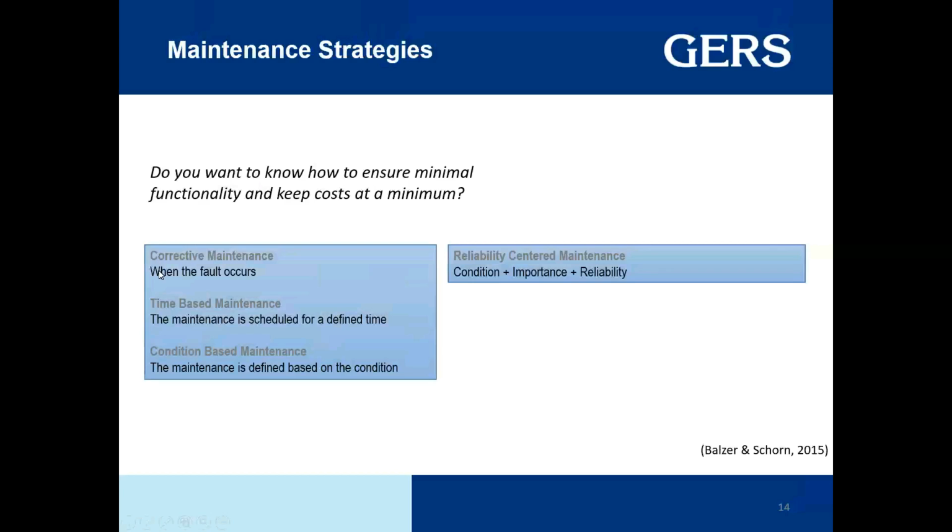The first of all is the corrective maintenance, where basically if you have a fault, you need to correct it. You need to have a correction of the fault, where basically a fault occurs. Of course, we won't like that.